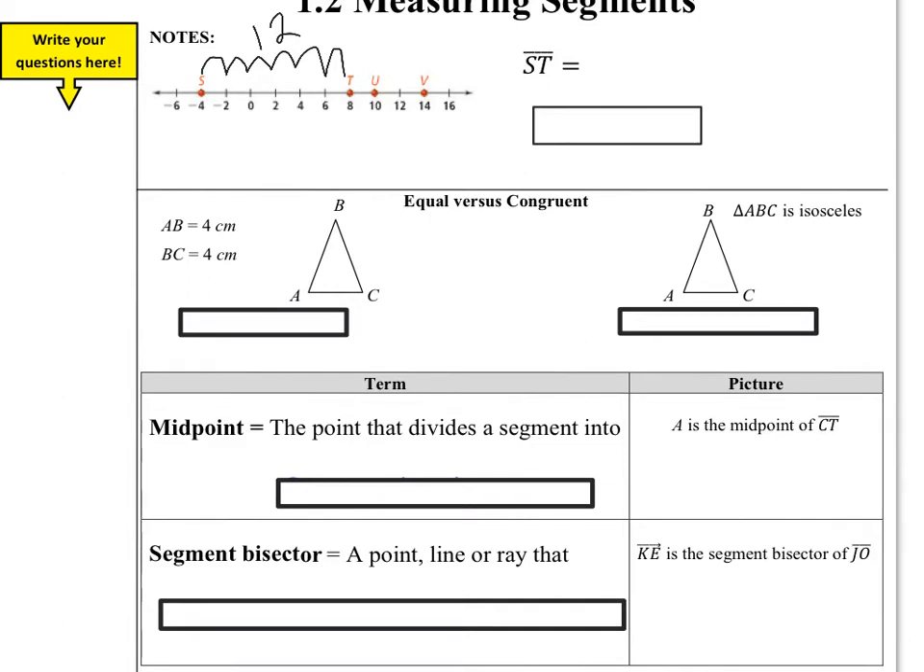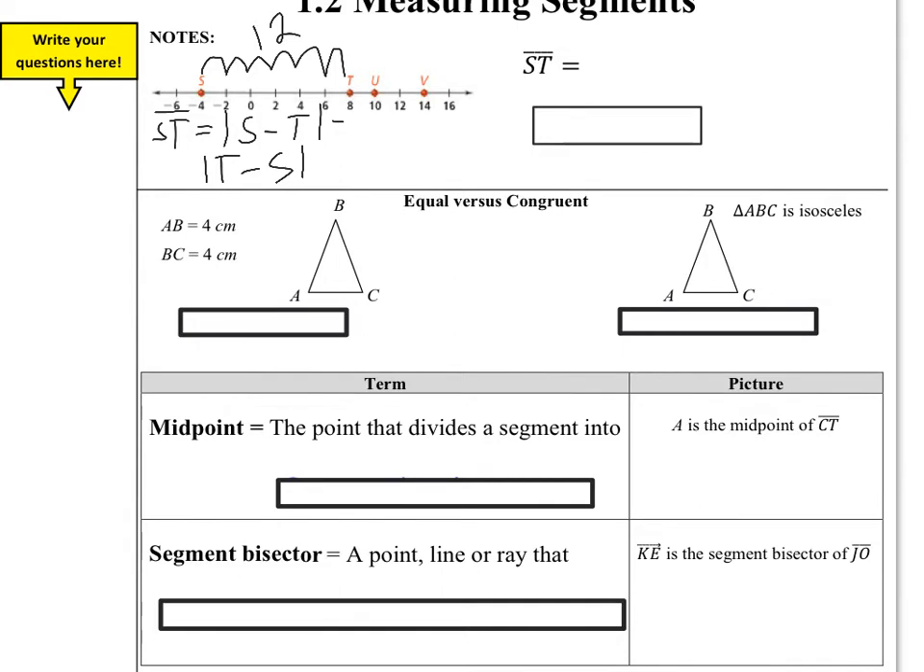Another way that we can do it is to set up a subtraction problem. And when we do this, we have to be aware that we're measuring distance, and distance is always going to be positive. So in order to ensure that we always get a positive answer, we set it in absolute values. So we could say that segment ST is equal to the absolute value of S minus T, or we could say that it's the absolute value of T minus S. The order here doesn't matter because we're going to take the absolute value.